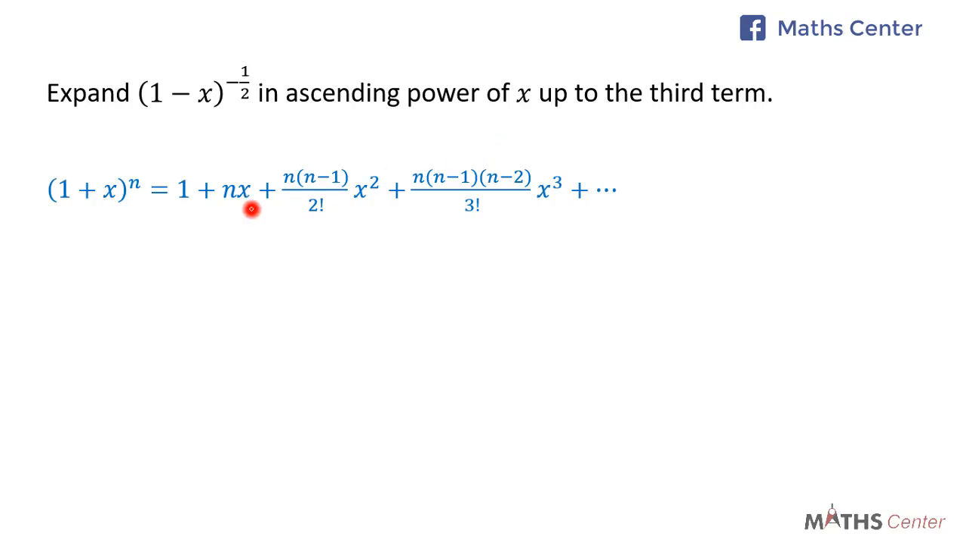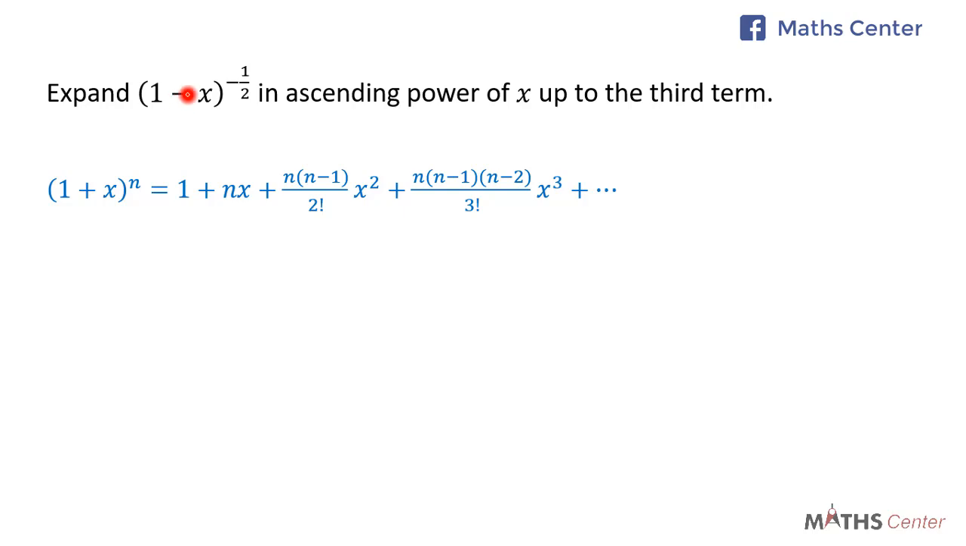We have learnt that if you have a binomial expression of the form (1 + x) exponent n, it can be expanded as this. 1 as the first term, then the second term is nx, the third term is n into bracket n minus 1 divided by 2 factorial x squared. The fourth term is n into bracket n minus 1 times n minus 2 divided by 3 factorial x exponent 3 plus, and then the other terms also continue.